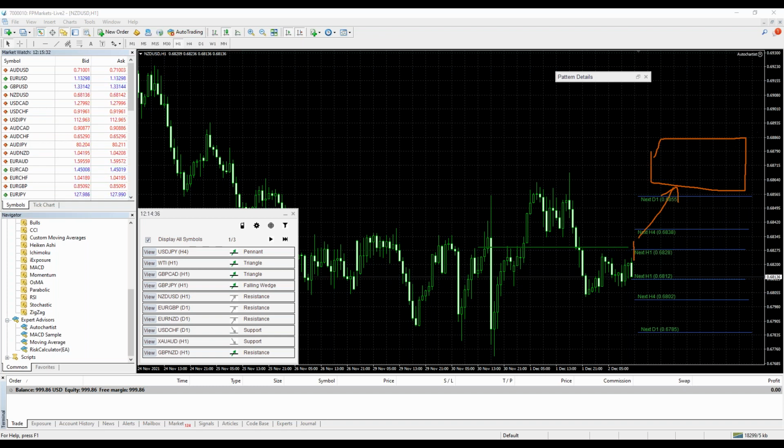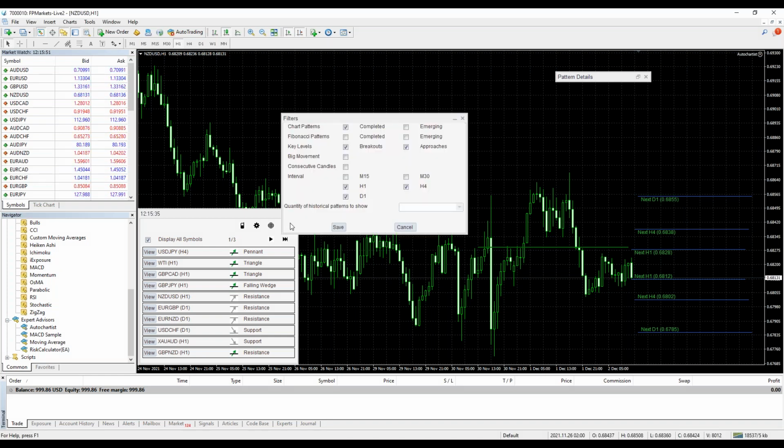So what Autochartist is saying to us is that the price is getting close to this line. Be wary that there might be a breakout. There might be a trading opportunity. Okay, let me show you actually that Autochartist can do the same thing with technical chart patterns.